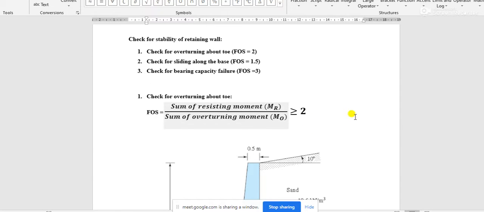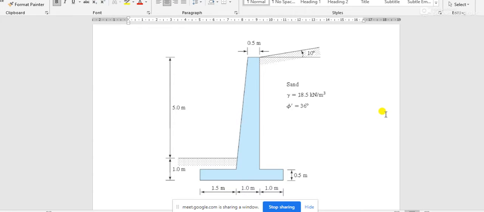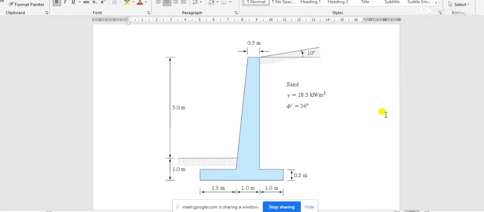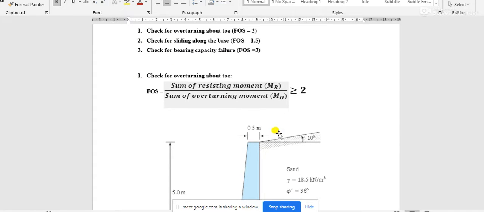Now for all the checks, I have taken one simple example of a cantilever retaining wall. We can take an example of a gravity retaining wall also, but in your syllabus only the cantilever retaining wall is there. That's why I have taken a simple retaining wall, the total height of the retaining wall as given. I'll go to the other checks also with this same example.